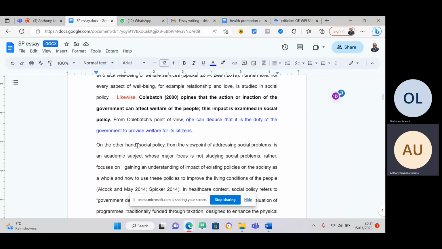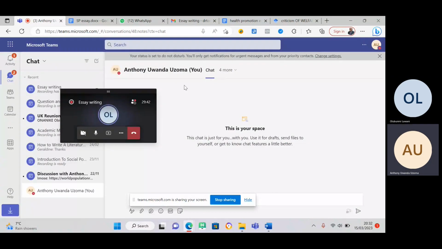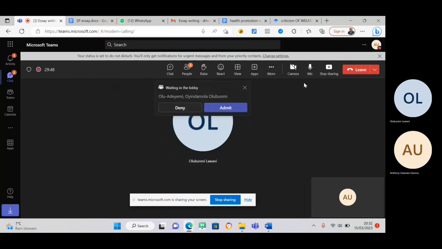Now I'm also still under... I'm not even finished. I've spent so much time. So on the other hand, social policy can be viewed from the viewpoint of addressing social problems. It is from the textbook that you get these things. All the arguments are in the textbook. Go and read them. There's no need of wasting so much time on Google. If you don't read the textbook, you will not know what to do.